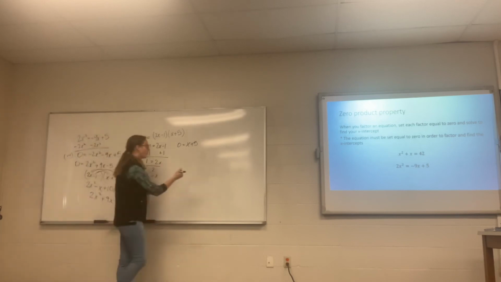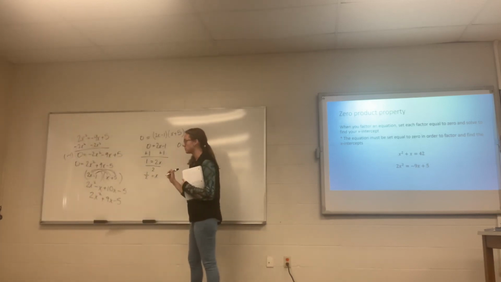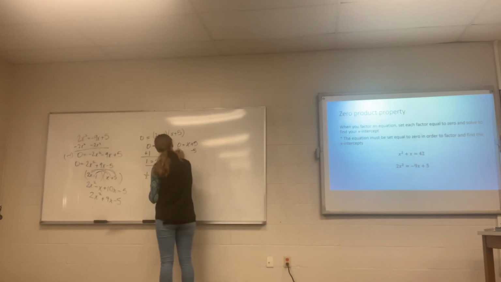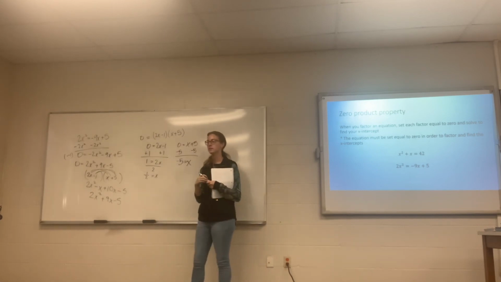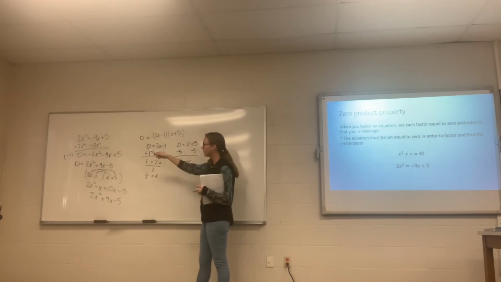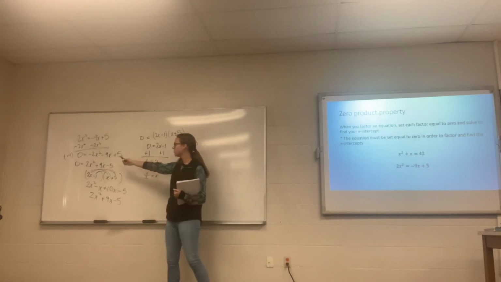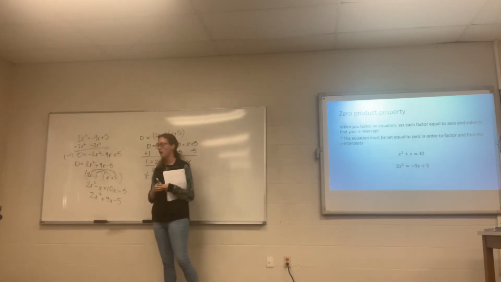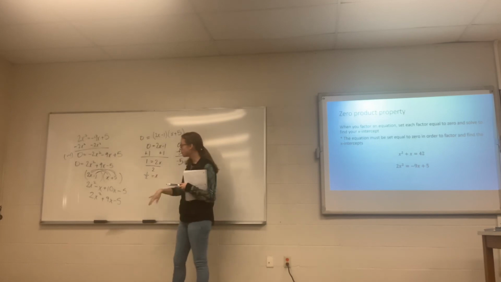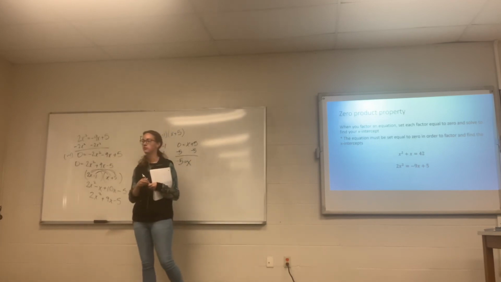Then for my other one, I have 0 equals x plus 5, so I can subtract my 5 and I have -5 is equal to x. So I end up finding out for this equation, 2x squared plus 9x minus 5, I have 2 x-intercepts, one at 1/2 and one at -5.